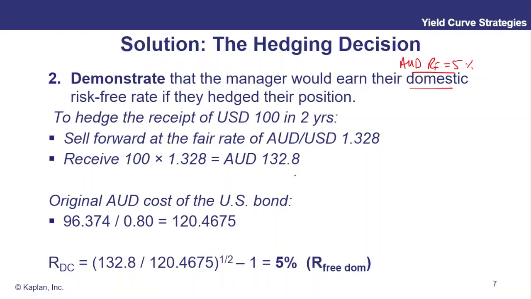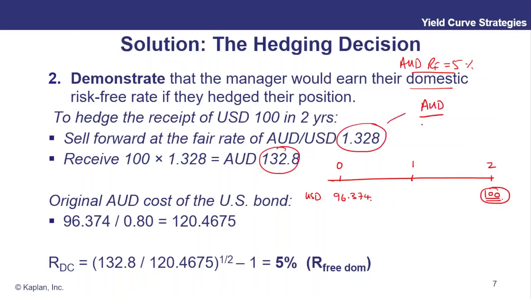So let's take a big picture approach and tread carefully here. It's very, very easy to trip over with foreign currency. We've got 2 periods. In terms of US dollars, we're buying a bond for 96.374 today, and we know it's going to redeem at 100 in 2 periods' time. These 100 US dollars are what we're going to sell forward at a forward rate of Aussie over US dollars, 1.328 Aussie per US dollar. So we multiply through by that to go from base to price currency. In other words, we multiply by 1.328 to say we're going to end up with 132.8 Aussie.